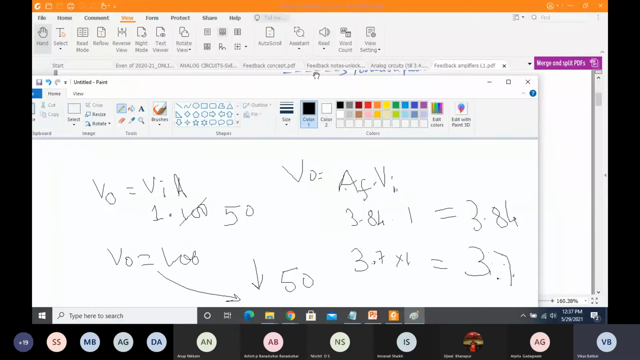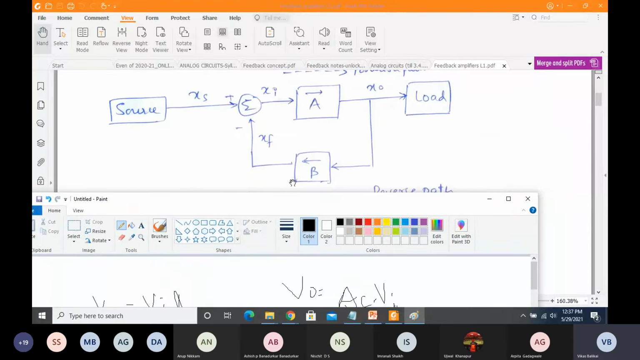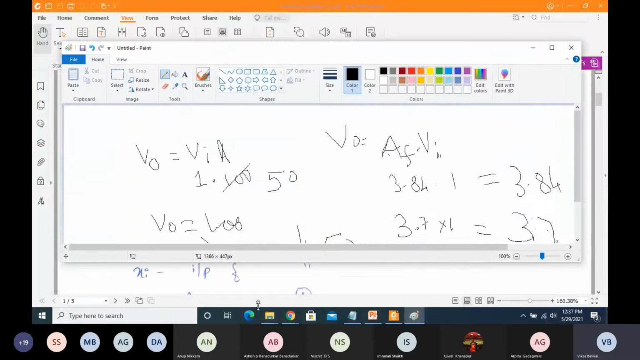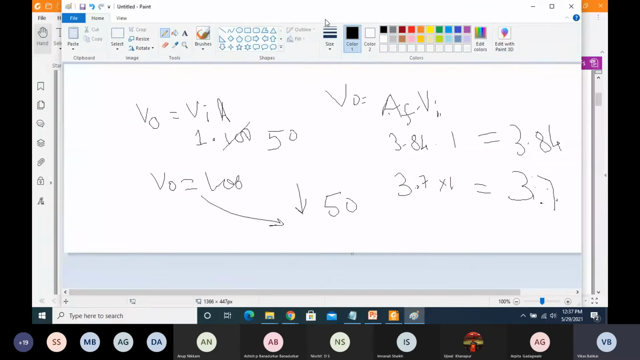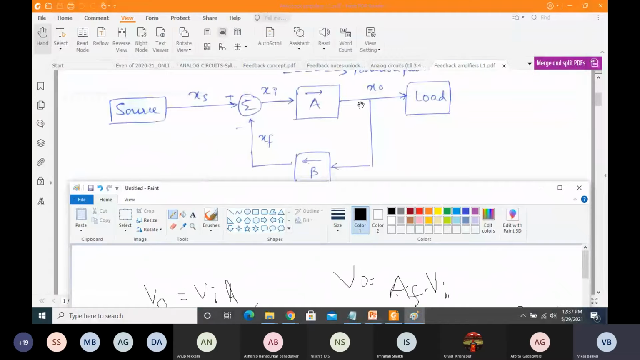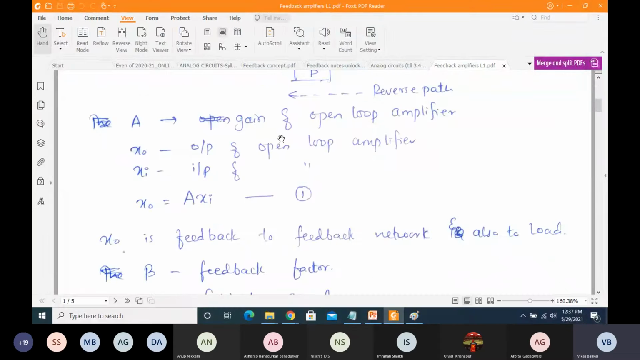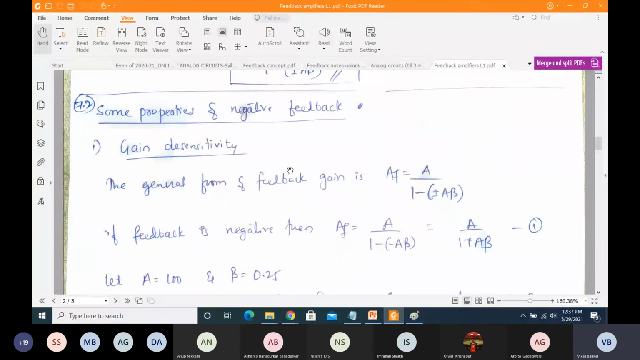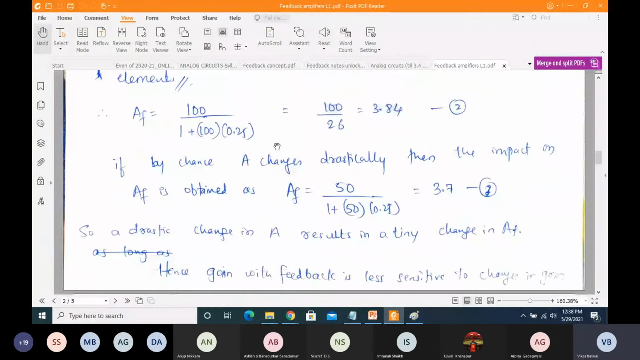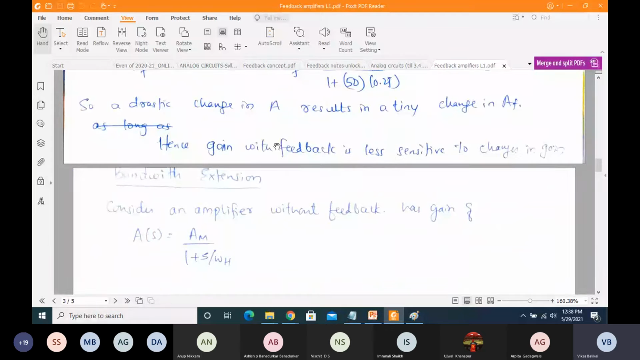Suppose this particular thing, this beta parameter, was not there, if there is no feedback, then if there is a reduction in A from 100 to 50, my output also would have been reduced by that amount. So this is basically the sensitivity of the gain. So that is the first property, or the first advantage.